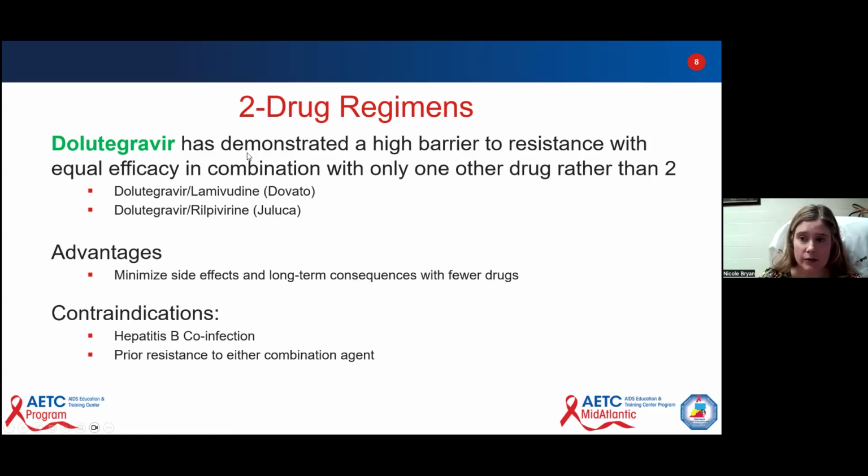So we do have some two drug options available. So if you happen to see a patient where they're only taking two drugs, if it's one of these, it doesn't necessarily mean that it's wrong. And it does minimize those long-term consequences and side effects.